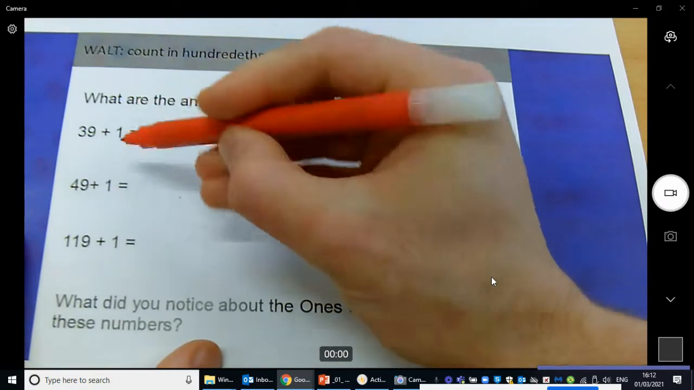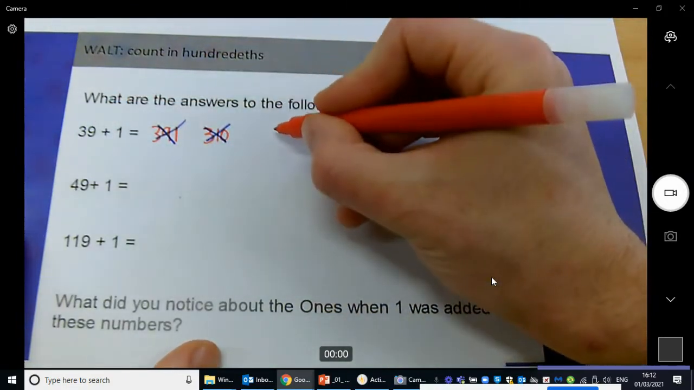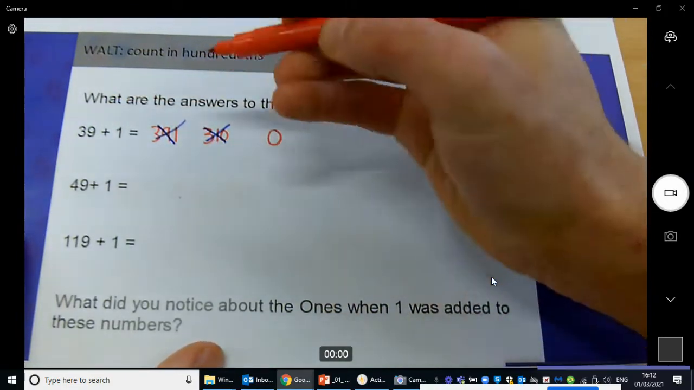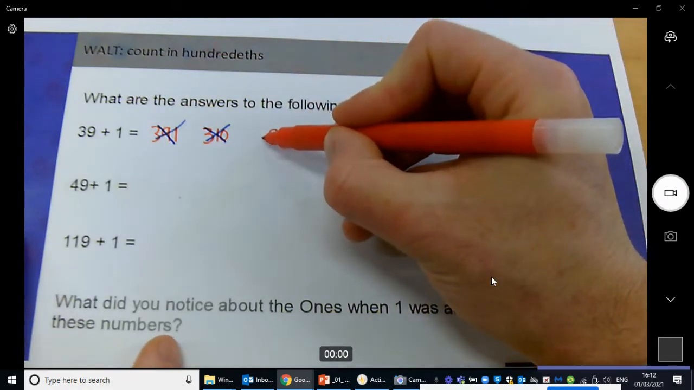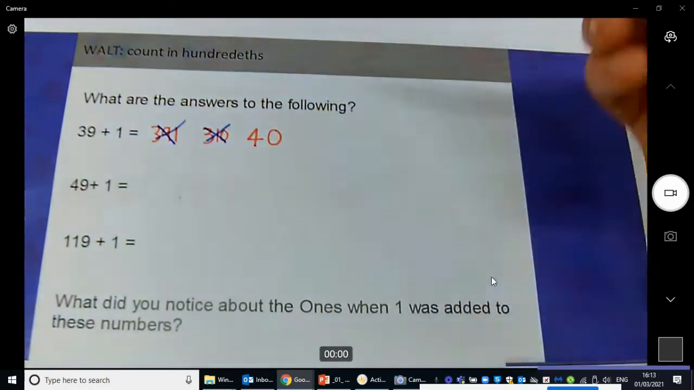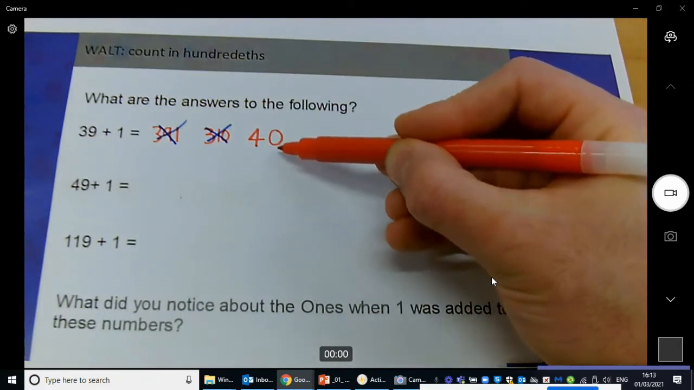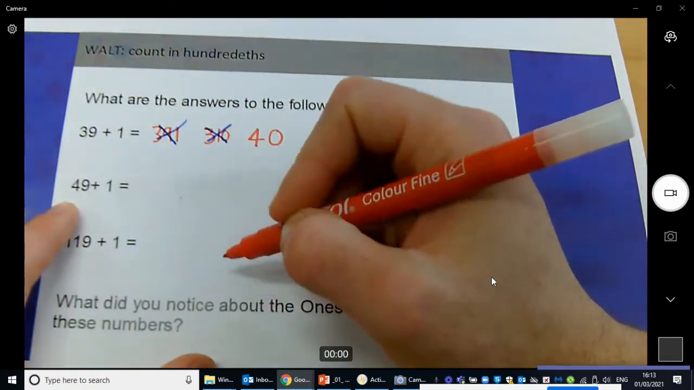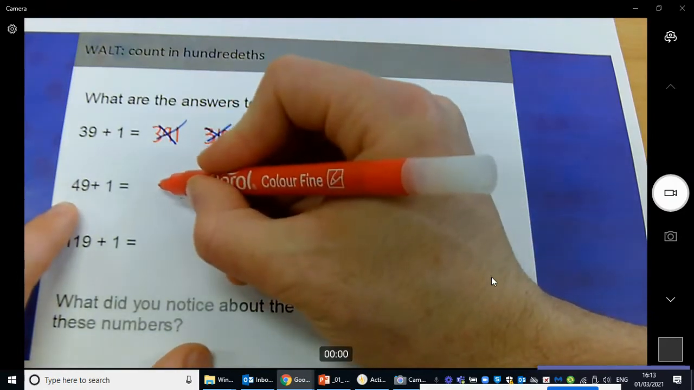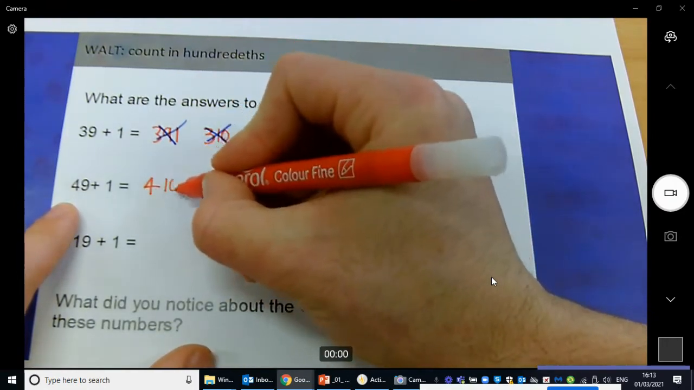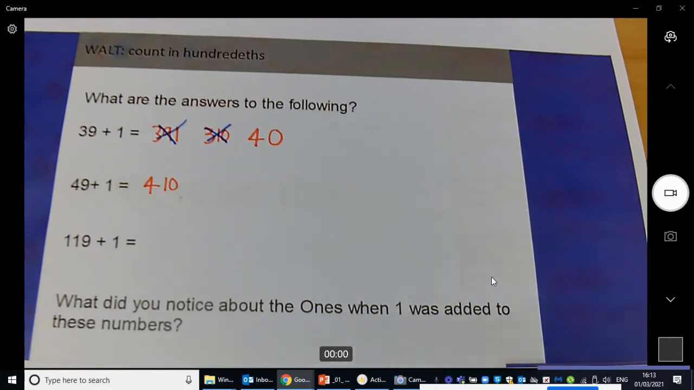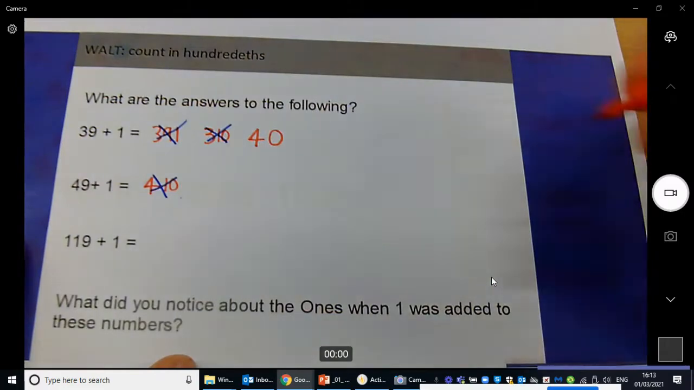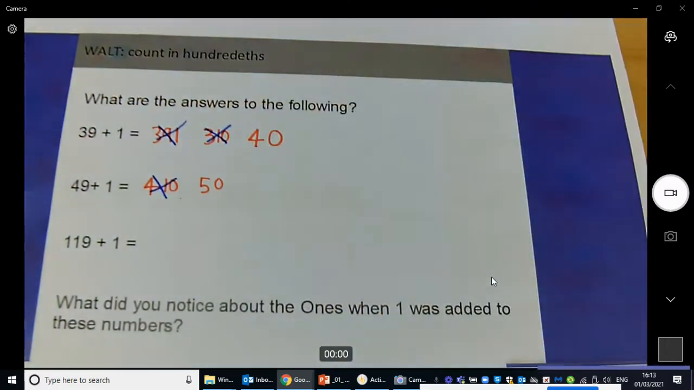We know that you have to regroup. By adding that 1 on, the 1s is going to become a 0 again, but the value is going to become greater because you add 1 more to the tens. You've regrouped those 10 from the ones column into the tens column. Same thing here. So 49 plus 1. We're not going to say 4 in the tens column and 10 in the ones column. We can't do that. So what number do we make it? Of course, we make it 50. We need to regroup.